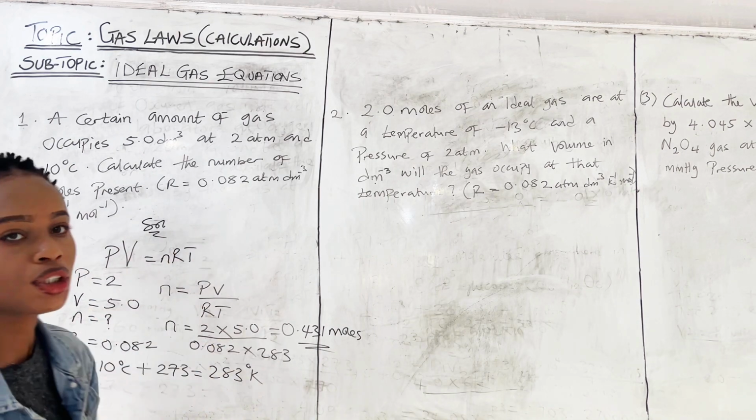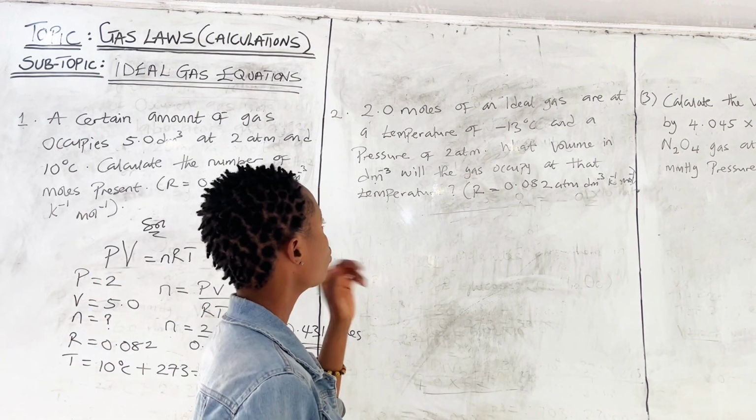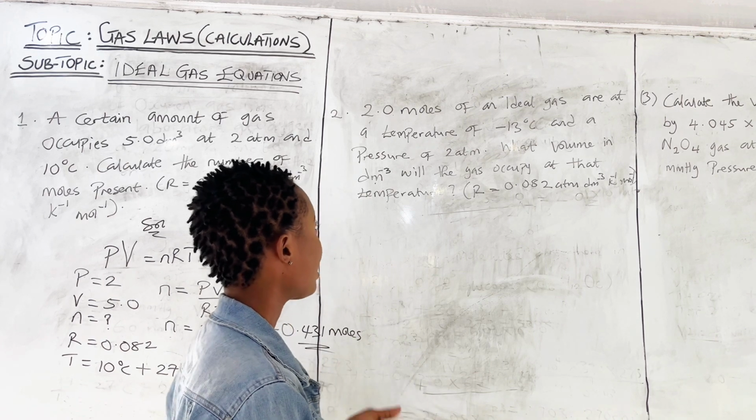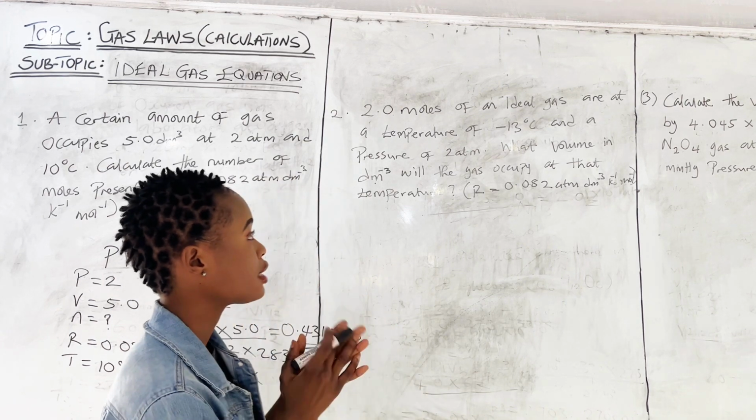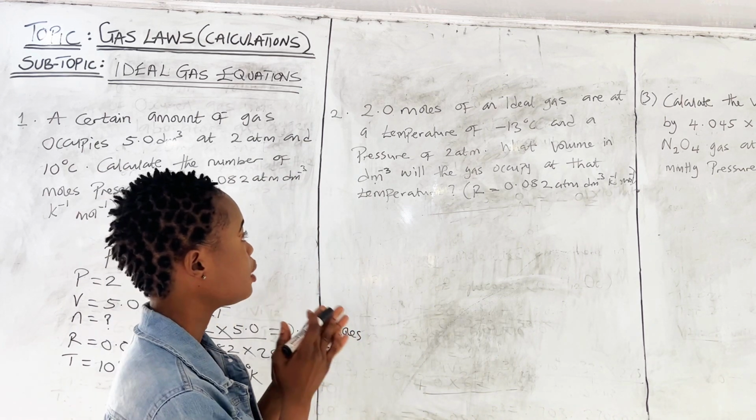So let's take the second question. The second question says 2.0 moles of an ideal gas at a temperature of minus 13 degrees Celsius and a pressure of what?